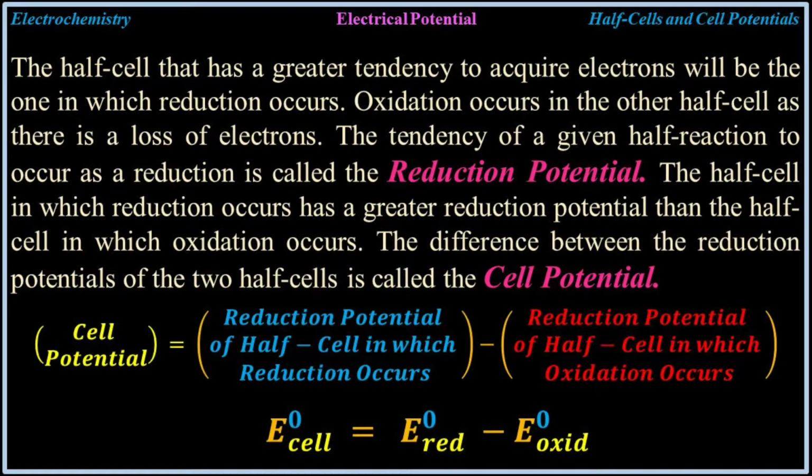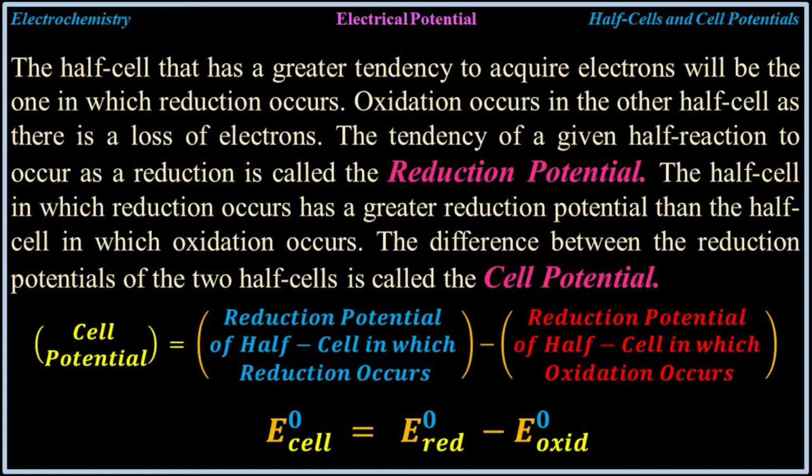The half cell that has the greater tendency to acquire electrons will be the one in which reduction occurs. Oxidation occurs in the other half cell as there is a loss in electrons. The tendency of a given half reaction to occur as a reduction is called the reduction potential. The half cell in which reduction occurs has the greater reduction potential than the half cell in which oxidation occurs. The difference between the reduction potentials of the two half cells is called the cell potential.